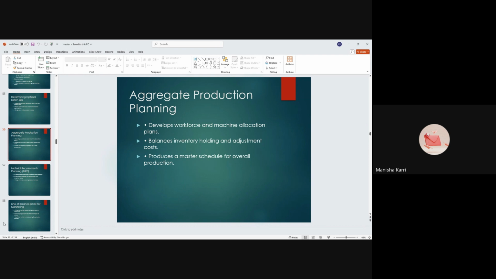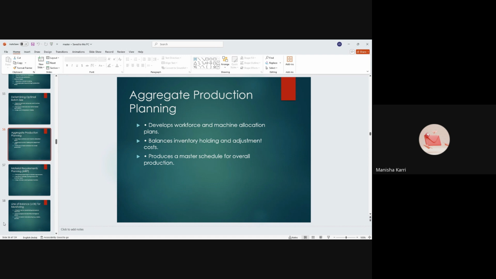So, aggregate production planning, we can also call it APP. It is a process of creating a plan for the overall production of goods over a medium-term period, usually 6 to 18 months. It involves deciding on workforce and machine allocations to meet the demand while minimizing the different types of costs. There are some key elements for this aggregate production planning, like workforce and machine allocation. Generally, the APP determines how many workers and machines are needed at each period.